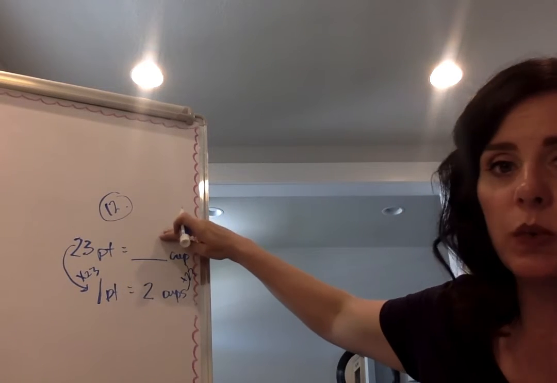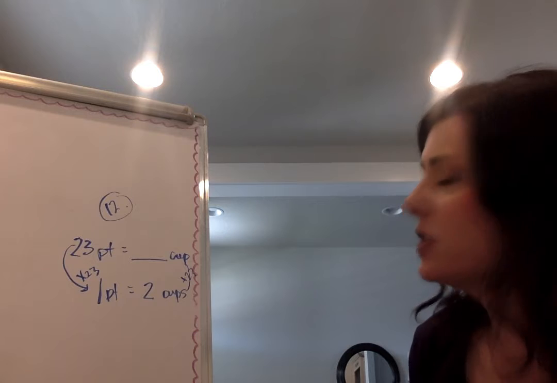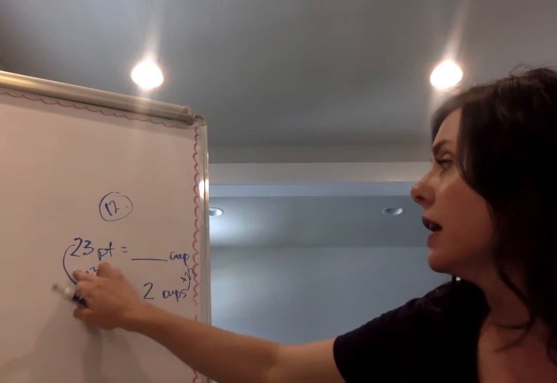However, I don't know what this one is. So it's what times 23? Or divided by 23. Oh, I'm struggling today.